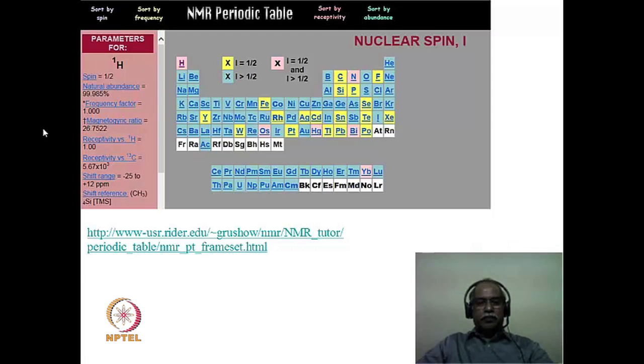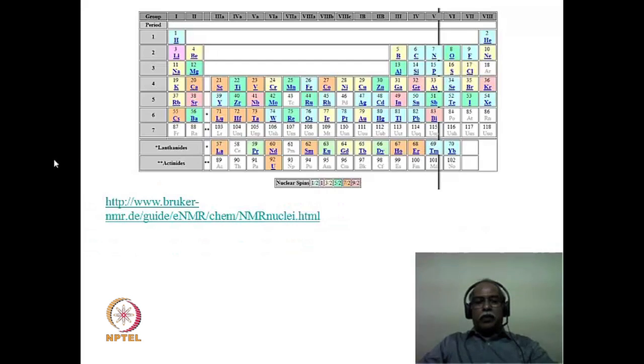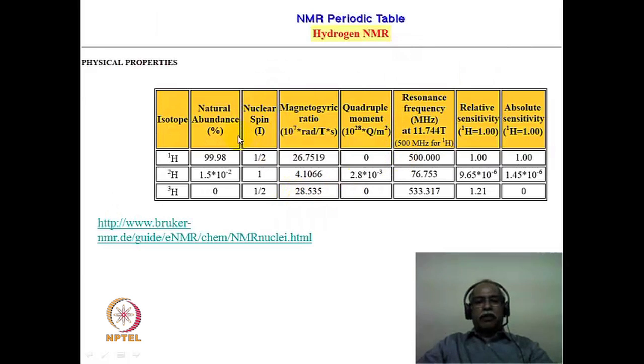Now if you go to another website, this is by the company Bruker, which manufactures the nuclear magnetic resonance spectrometers. This is also an interactive periodic table. If you click on any particular element, then the screen pops up with the information that is relevant to the NMR experiment. For example, it lists all the isotopes that are magnetically active, their natural abundance. In cases where the isotope is a synthetic isotope, of course, the natural abundance will be 0. The nuclear spin, the gyromagnetic ratio, and if there is a quadrupole moment, it also lists the quadrupole moment.